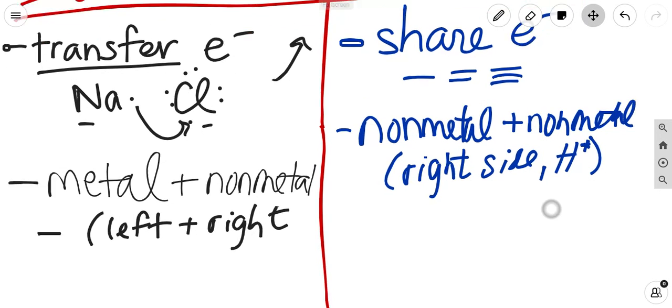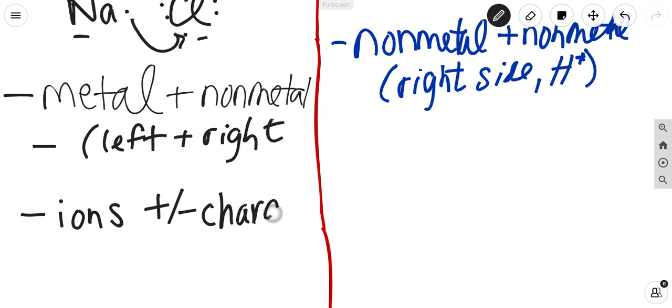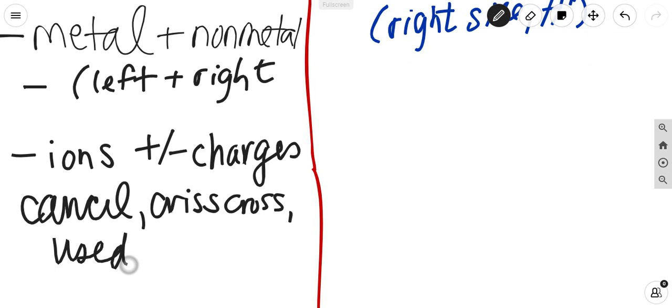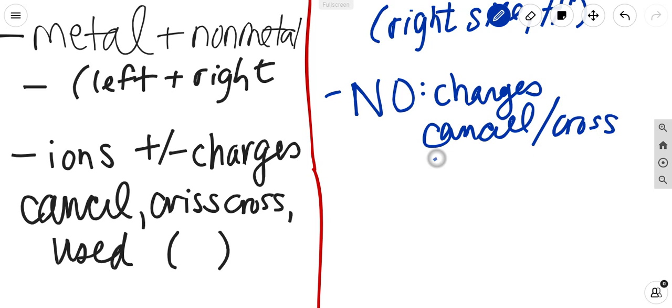When we wrote and when we named ionic compounds, we used ions. We had plus or minus charges. We canceled. We crisscrossed. And in some cases, when needed, we used parentheses. And none of that happens with covalent compounds. With covalent compounds, there are no charges. There's no cancel or crisscross. There's no parentheses.